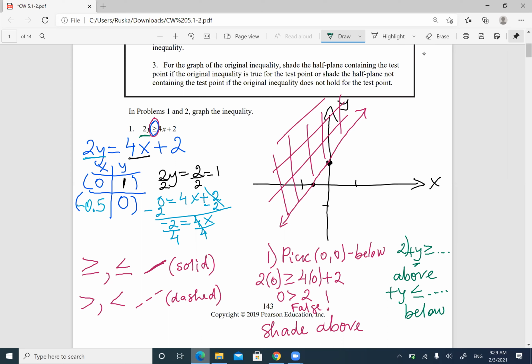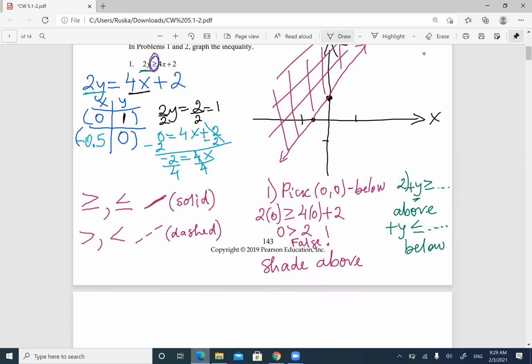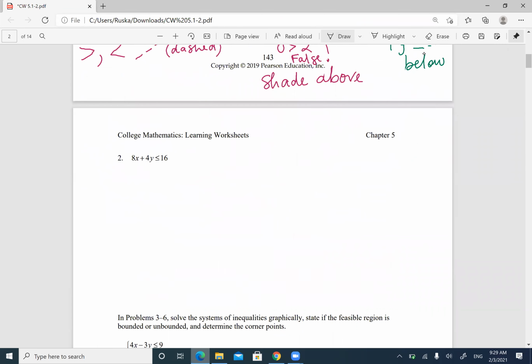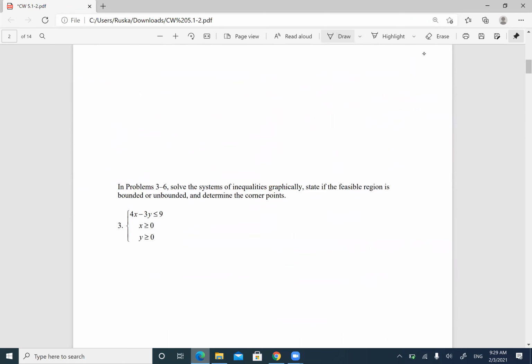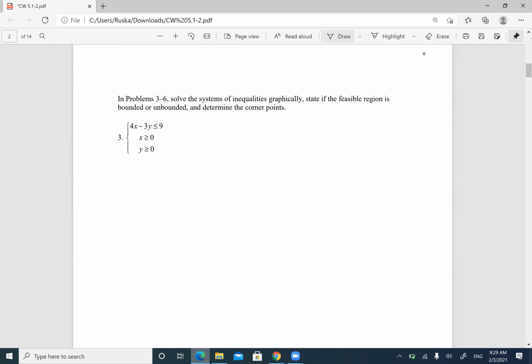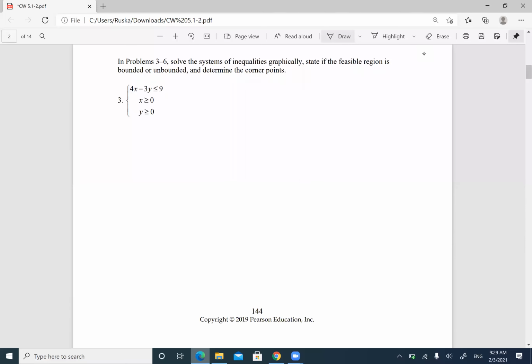Yes, ma'am. Okay, so that's how you do this one. And then we're going to do some more examples. Number 2 is the same way, so I'm going to skip that and go straight to number 3, where I'm going to graph inequalities again.